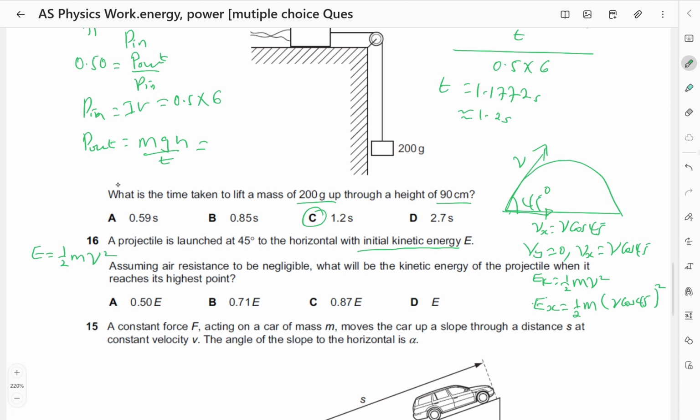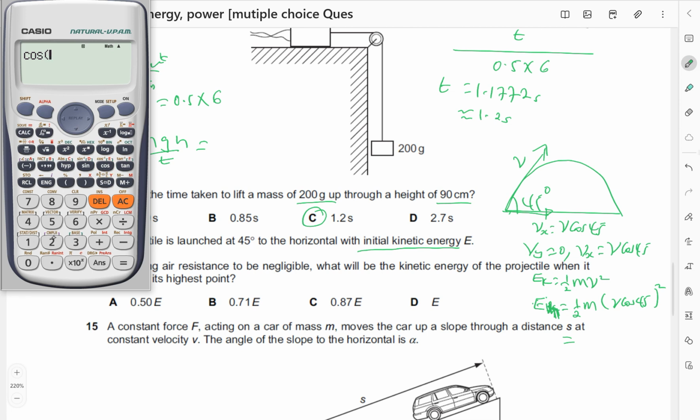Assuming air resistance to be negligible, what would be the kinetic energy of the projectile when it reaches its highest point? We are going to combine these two equations. Let me first simplify the kinetic energy at the highest point. At the highest point, the kinetic energy is only due to the velocity in the x. I think cos squared 45 is the same as a half. Is it a half? Let me check.